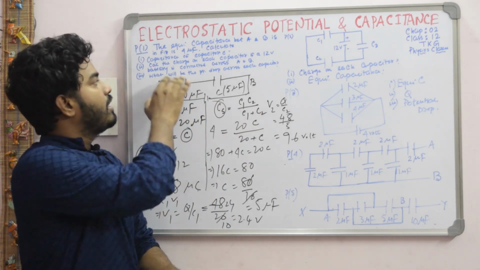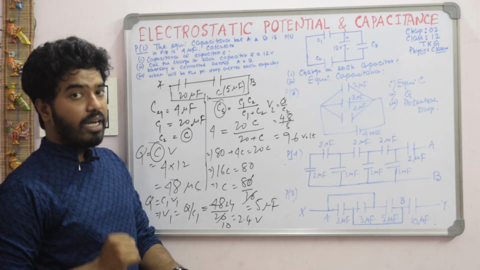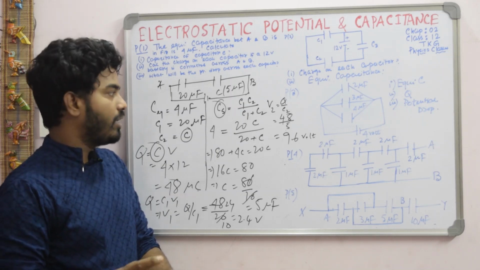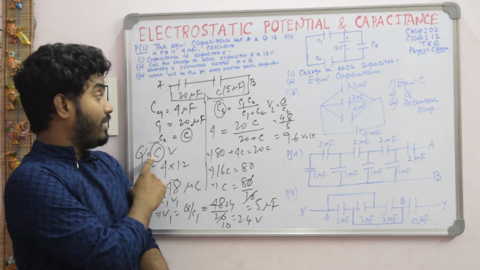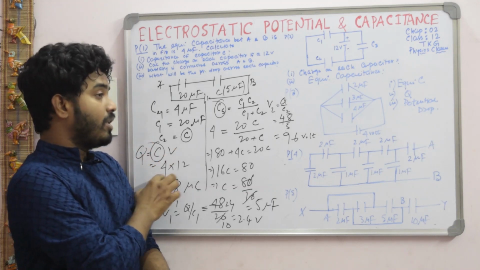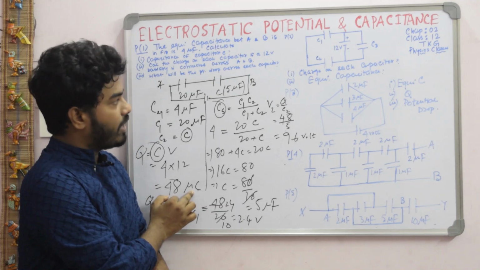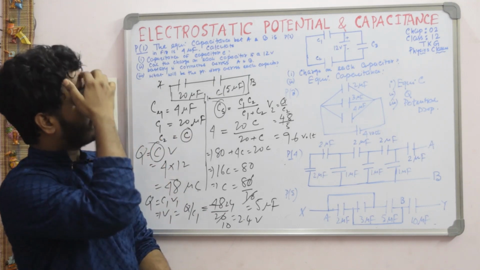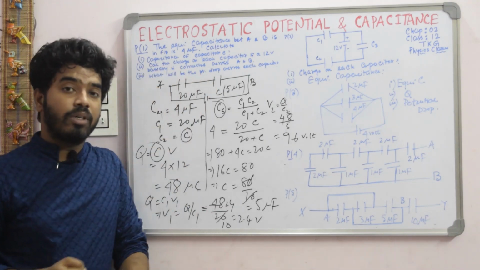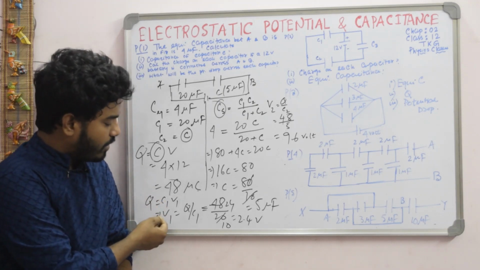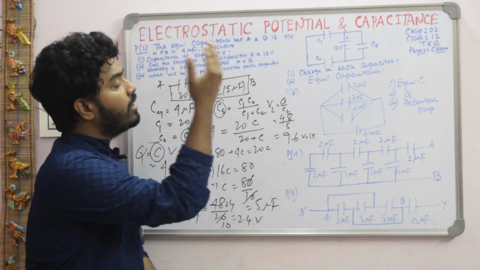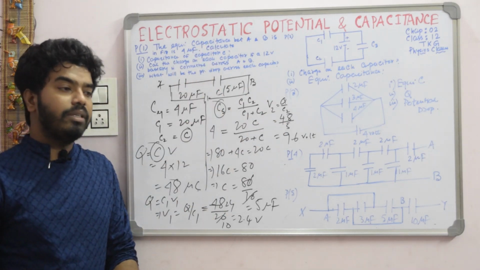Now in the second case, you have to find the charge, and you know that for a series combination the charge is equal. So just use the formula Q equal to C into V. Here C is the equivalent capacitance, 4, and V is 12, so that is 48 microcoulomb. For the third case, you have to find the potential drop, and you know the formula Q equal to C1 V1 for the first case. So V1 is equal to Q by C1, and similarly for the second case V2 is equal to Q by C2.